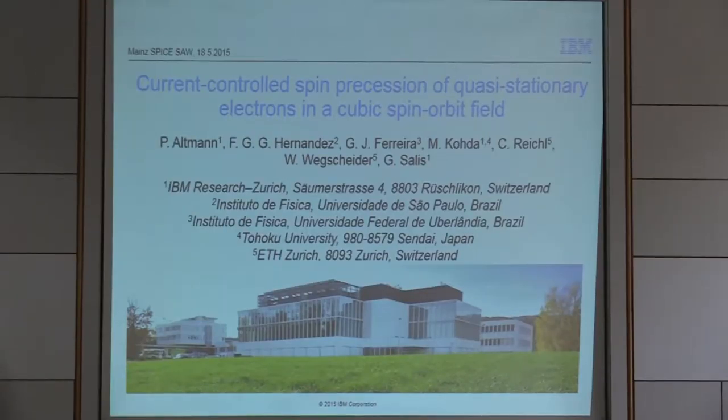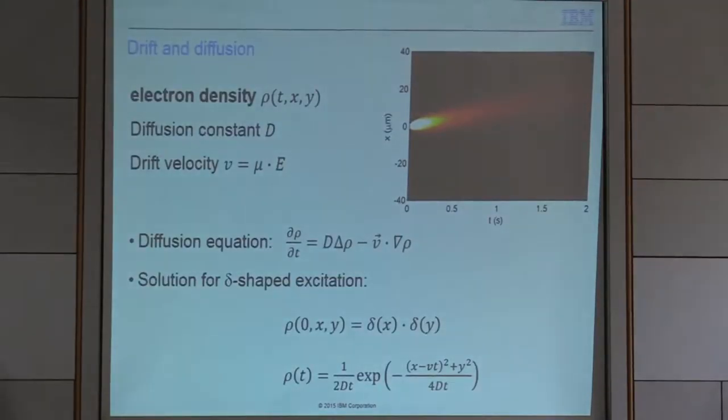So what is spin diffusion and spin drift? Let's first see what electron drift and diffusion is. This is, of course, well known. This is the basis of information technology. And what you have is you have a diffusion constant and you have a drift velocity. These are the two parameters. And you want to know how the electron density changes as a function of time and position.